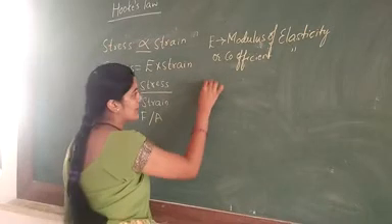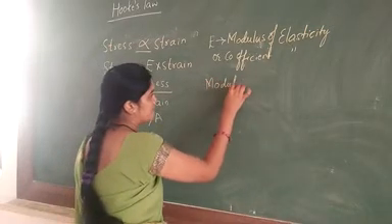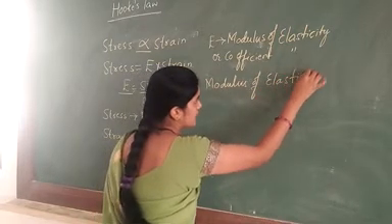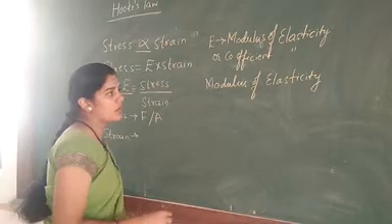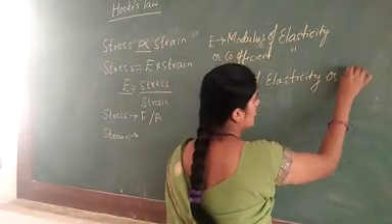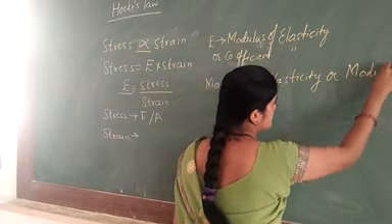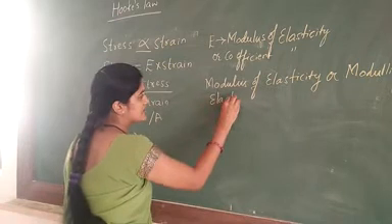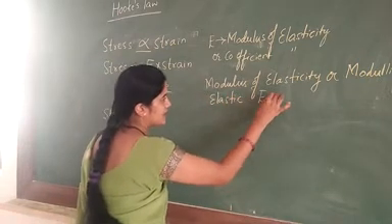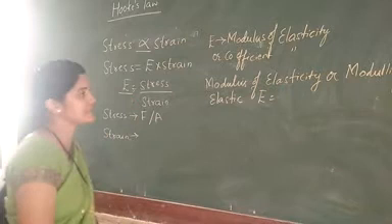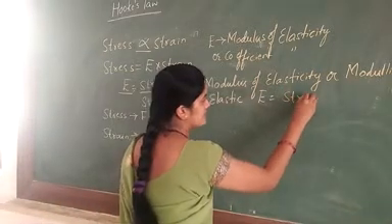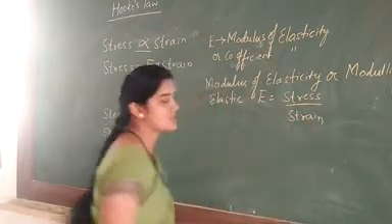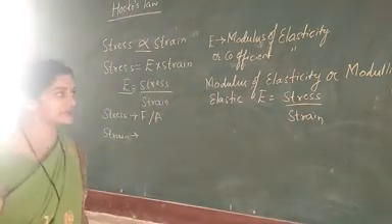Now next we have to define the modulus of elasticity. Or we also call it moduli of elastic. This can be denoted as capital E. Capital E is equal to, we get the formula, stress by strain. This is the definition of the modulus of elasticity.